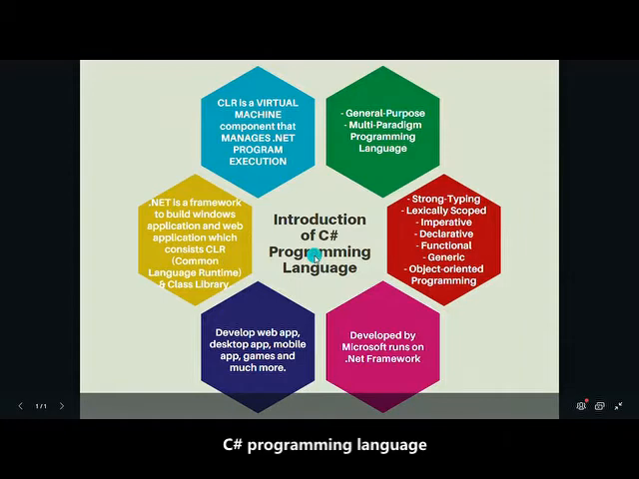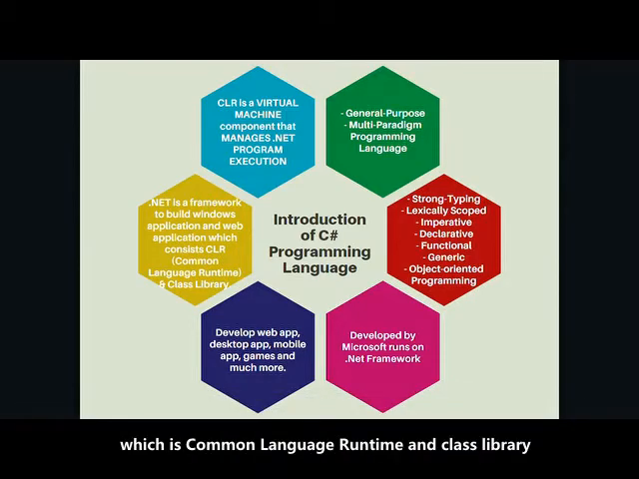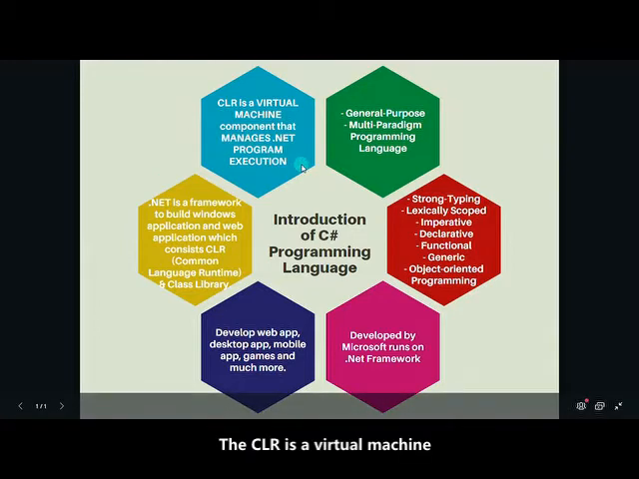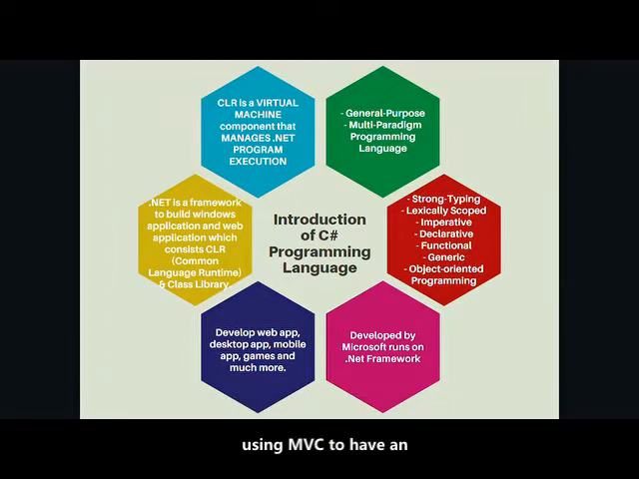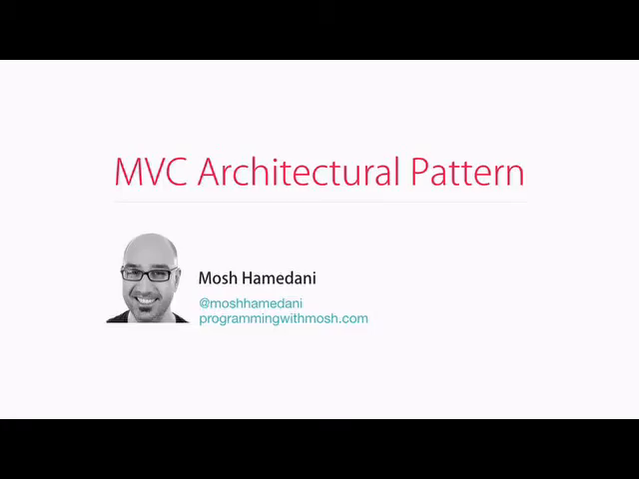The C# programming language uses .NET as its framework to build Windows applications and web applications, which consists of CLR, which is Common Language Runtime, and class library. The CLR is a virtual machine component that manages .NET program execution. But for this lesson, we will use ASP.NET Framework using MVC to have an adding, creating, and editing function.